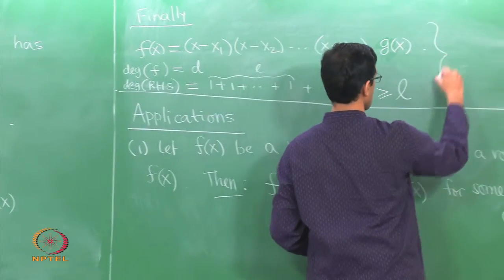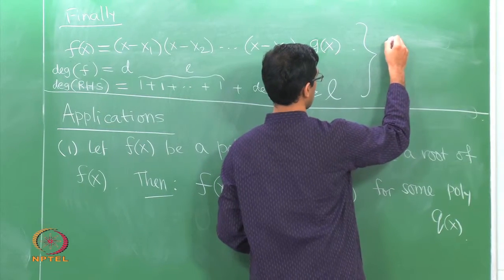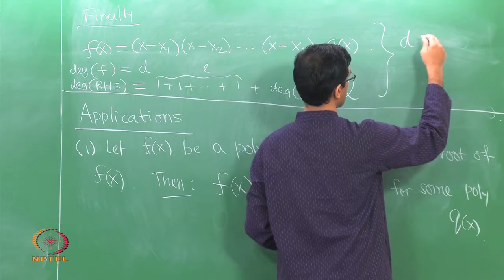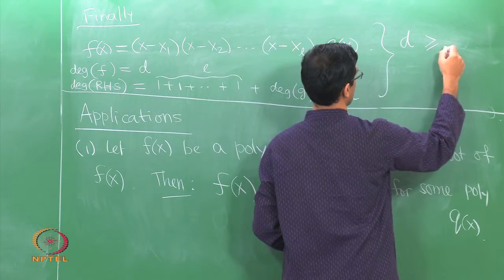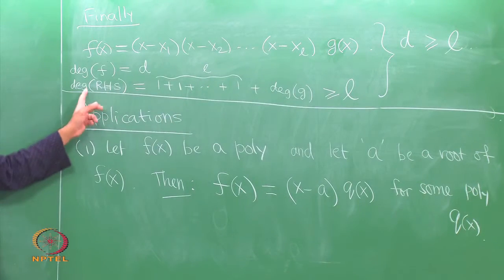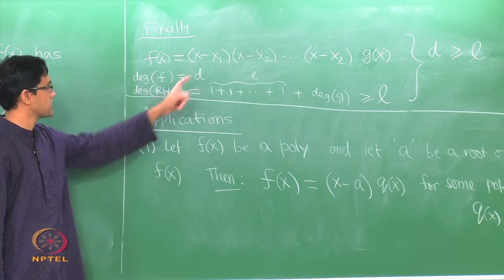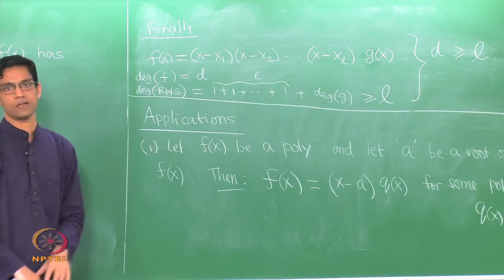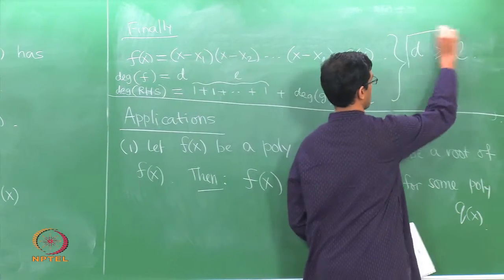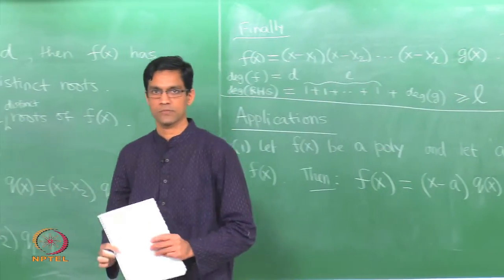Hence, since the left hand side and the right hand side are both equal, you conclude that D is the degree of the left hand side, and so that is at least L, because the right hand side is the same as the left hand side. So degree of the RHS is the same as degree of the LHS, which is D, so D is at least L, that is the conclusion, okay, and that is exactly what we wanted to conclude. So this was our claim that you can have at most L distinct roots, okay.